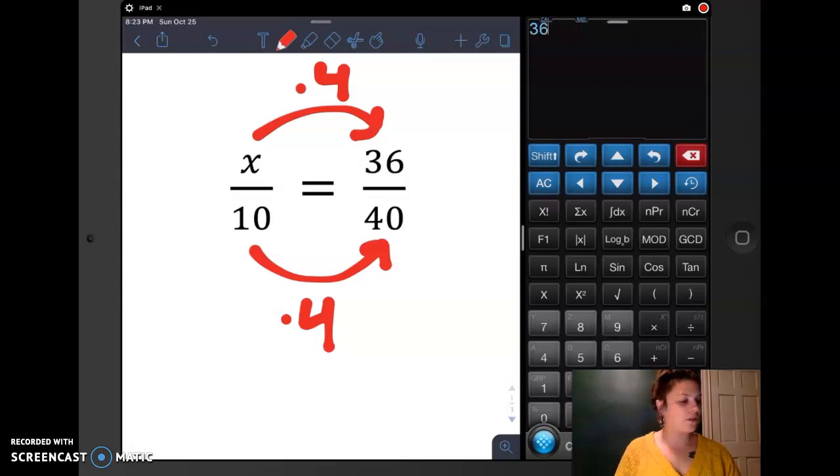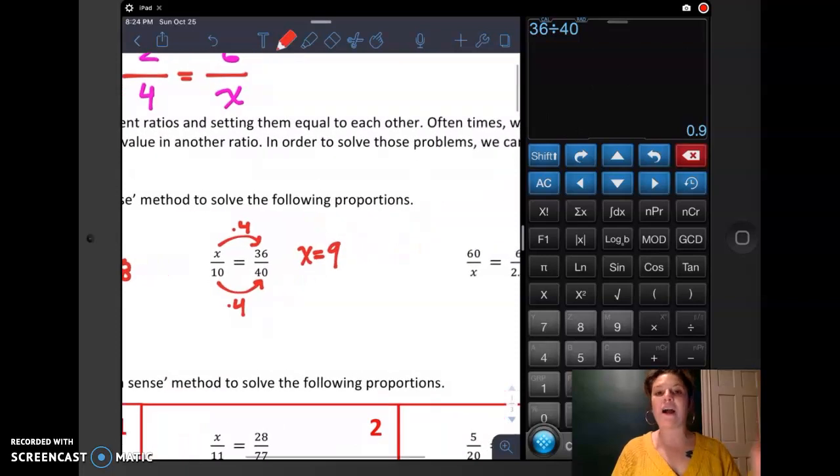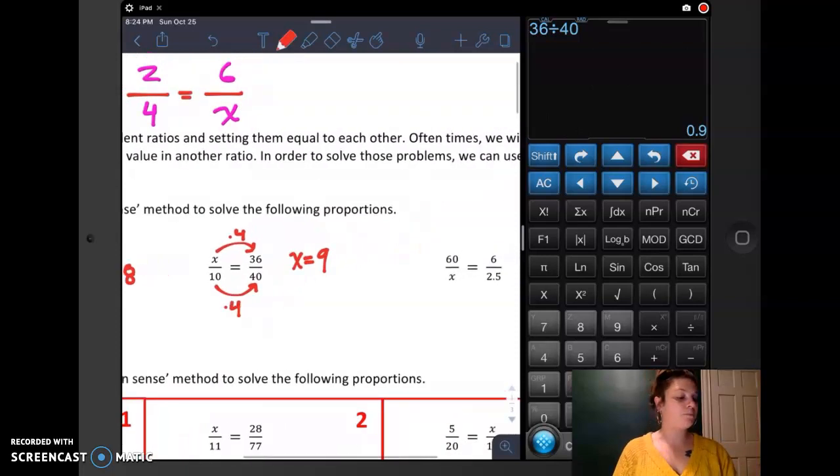Maybe, again, you're not so good with your multiplication tables. That's all right. On your calculator, you would do 36 divided by 4, get the opposite operation. We learned about that last unit, and you'd get 9. So our answer would be x equals 9. All right, let's check our answer. Again, 9 divided by 10, I get 0.9. Hopefully I get the same thing. 36 divided by 40, 0.9. I'm good to go. I have equivalent fractions. So therefore, I have equivalent ratios, or I have a correct proportion.